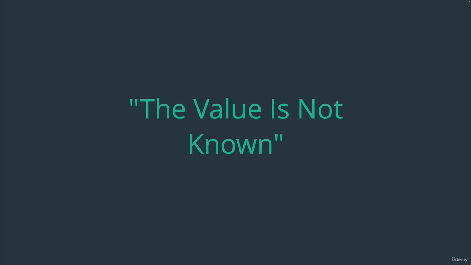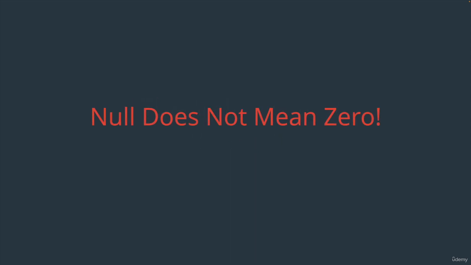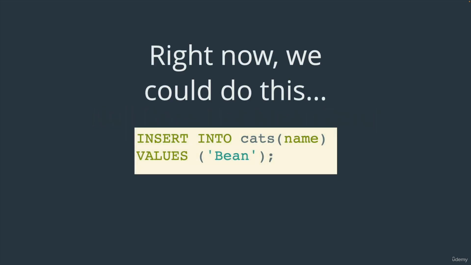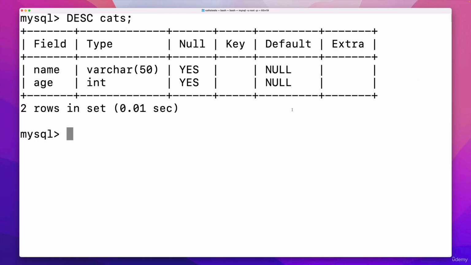But it's really important to know this is different than something like 0. 0 is a number, it is a value. Null means that there is no information, there is no value at all. It's a MySQL concept here. So we could do something like this right now with our cats table. I could say I'm inserting a new cat that has a name and no age. I'll show you what happens.